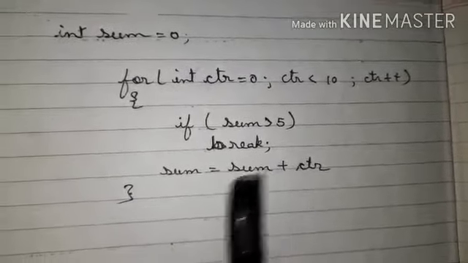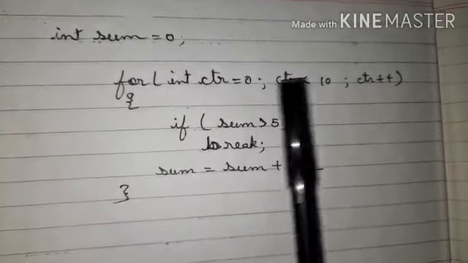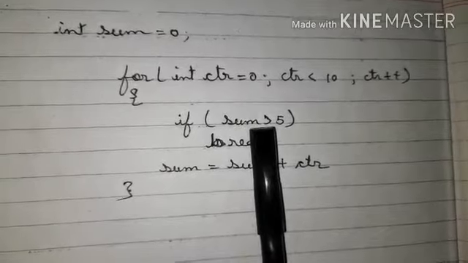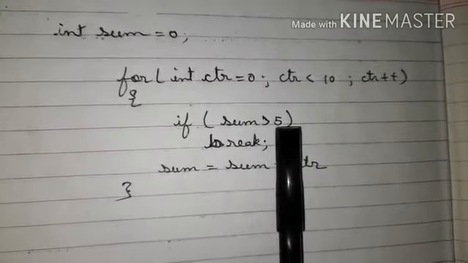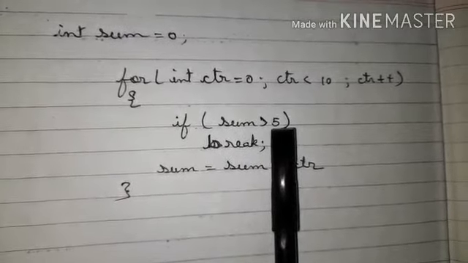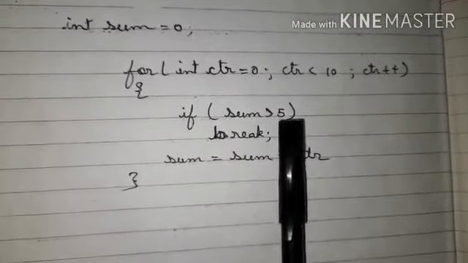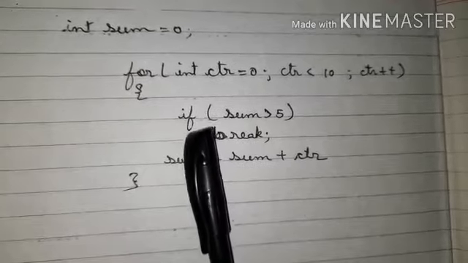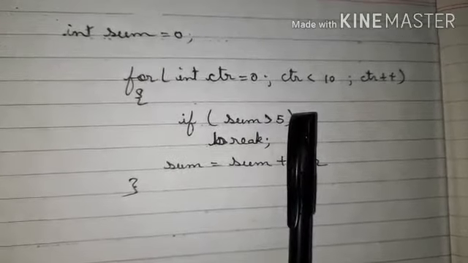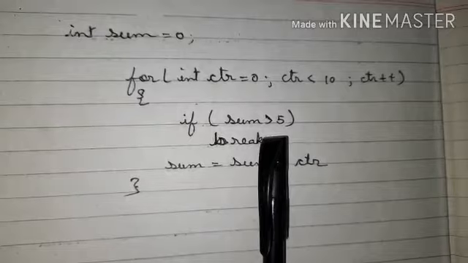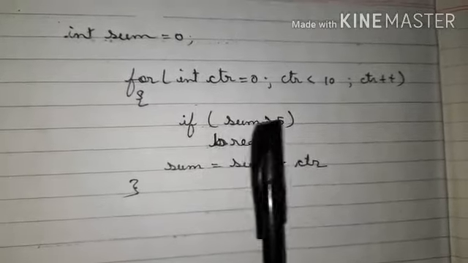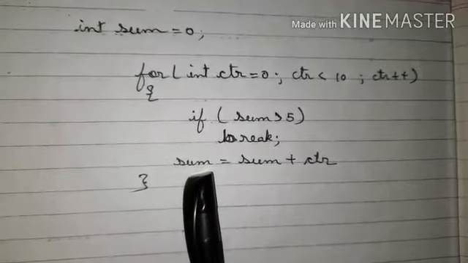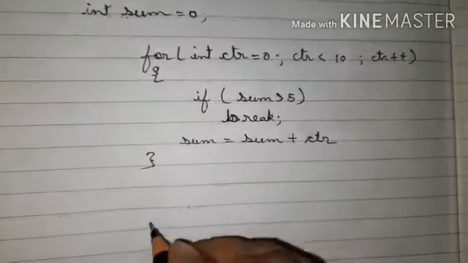So first ctr is equal to 0, and 0 is less than 10, so the condition is true and it will come here. Sum is 0, and 0 is not greater than 5, so it will not enter here. Since it is a single statement, we have not given it inside curly brackets. If the condition is true, the single statement will be executed automatically. Since the condition is false, it is not going to execute. It will come to sum, so here we are writing sum.